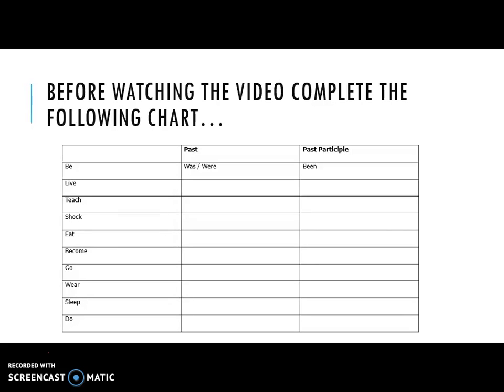Alright, let's talk about the answers. So we have the past simple forms and the past participle forms. Notice that some of these verbs use ed. These are regular. Some of these verbs do not use ed. These are irregular. We're going to talk about those.